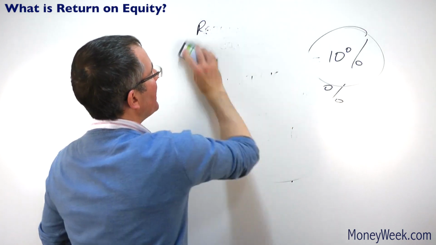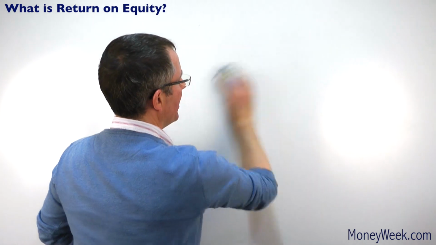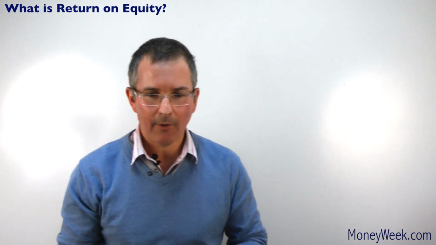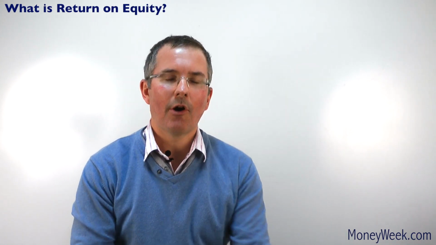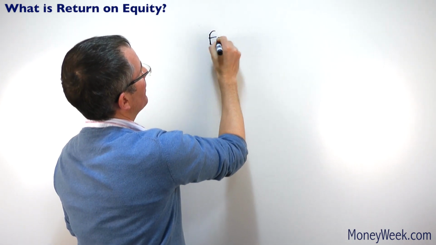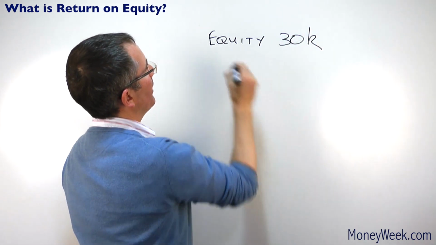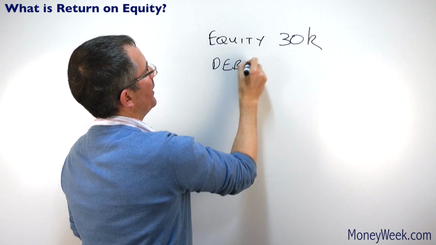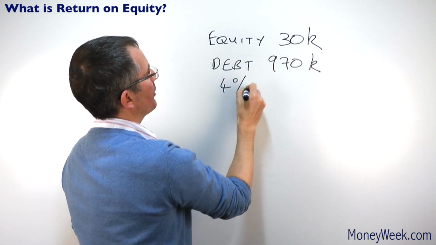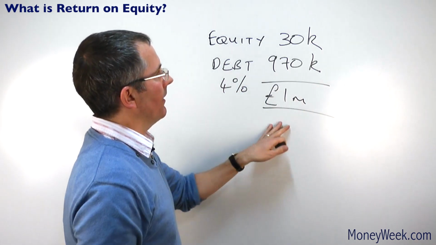using some fairly straightforward numbers. All right, return on equity is a good ratio. It's one of the ones that's useful to have in your armory, but it's not perfect. All right, let me give you a quick scenario. Okay, first of all, imagine that a business is funded with equity of £30,000 sterling, and this might look a bit extreme, but debt of £970,000 with a 4% interest rate. So there's £1 million in total invested in the business.